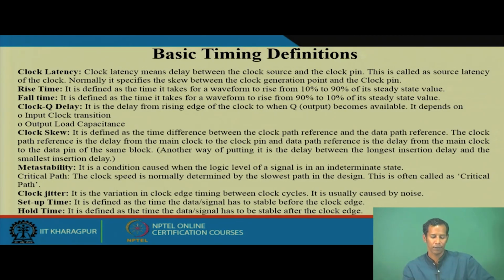Then again, setup time and hold time, which we have already discussed. The time requirement before the clock edge arrives, when the data must be stable, is the setup time. The hold time is when the clock edge arrives, and we still need some time to properly recognize the data. So, that time is the hold time. Okay.